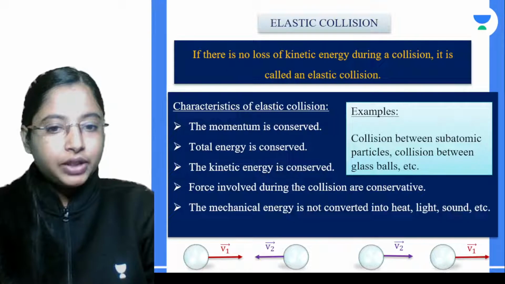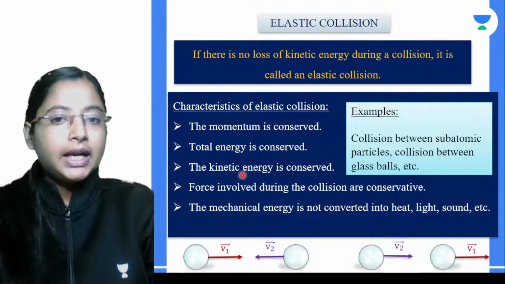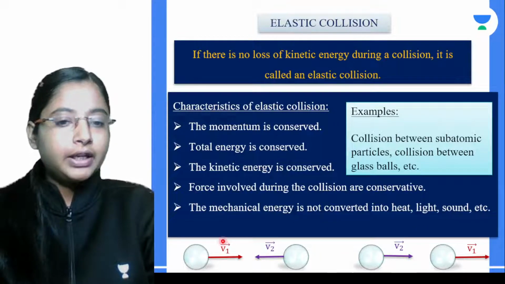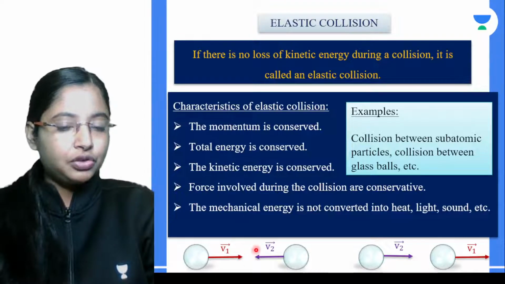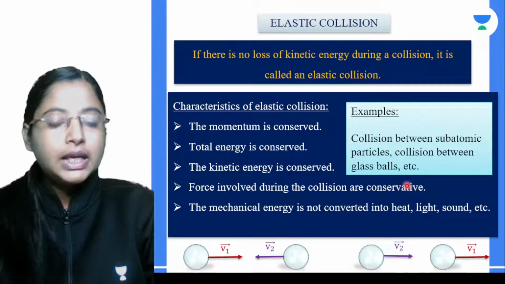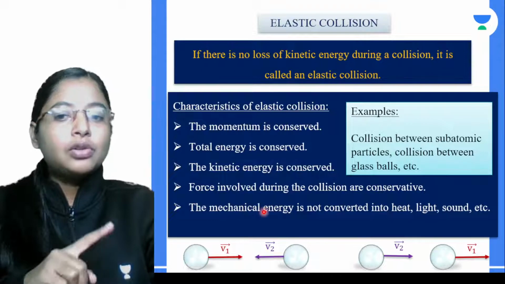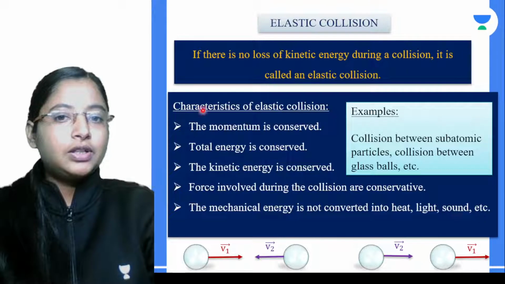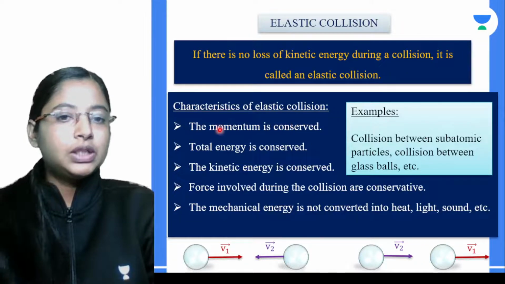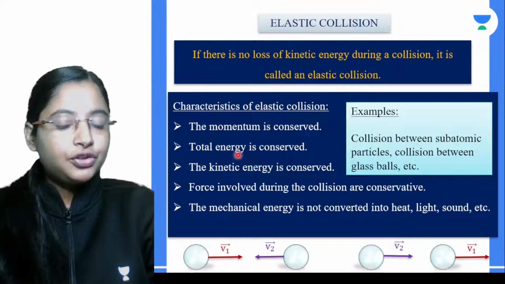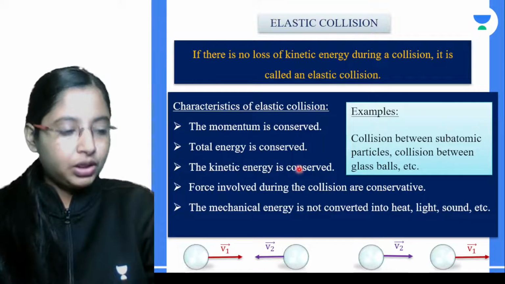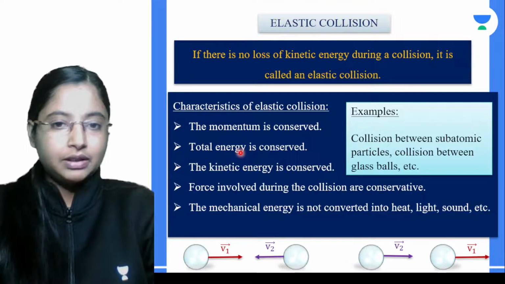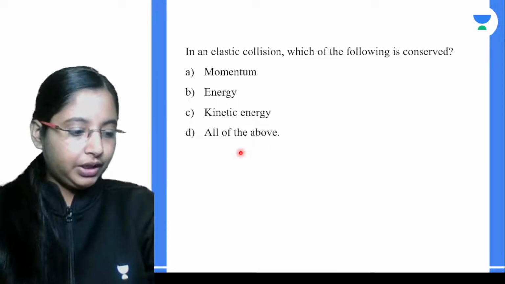Total energy of the entire system is conserved. Kinetic energy is conserved again, so kinetic energy before and after collision is the same. All the forces involved during this collision are conservative forces. Mechanical energy in this case is not converted into heat, light or sound, etc. So these are the characteristics of elastic collision. Momentum is conserved, total energy is conserved, total kinetic energy is also conserved, and mechanical energy is also conserved in this particular case.